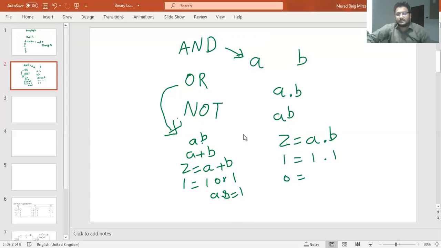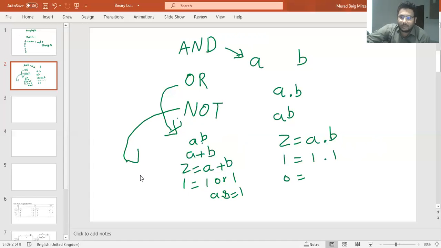Now let's differentiate OR from AND. In AND we said that Z will be equal to 1 if and only if A and B both are equal to 1. And in the case of the OR gate or OR logic, we say that Z should be equal to 1 if A is 1, or B is 1, or A and B both are 1. We will discuss the gate later, and now we will briefly discuss the NOT gate here.